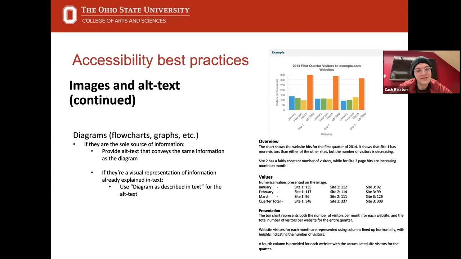If the graph is a visual representation of information that's already explained in text, and this could be something like a pie chart that already has information provided, you can use "diagram as described in text" for its alt text. So if there's a bunch of textual information that's already communicating that information, that's not in the image itself, then you can just say the diagram is described already in the text.